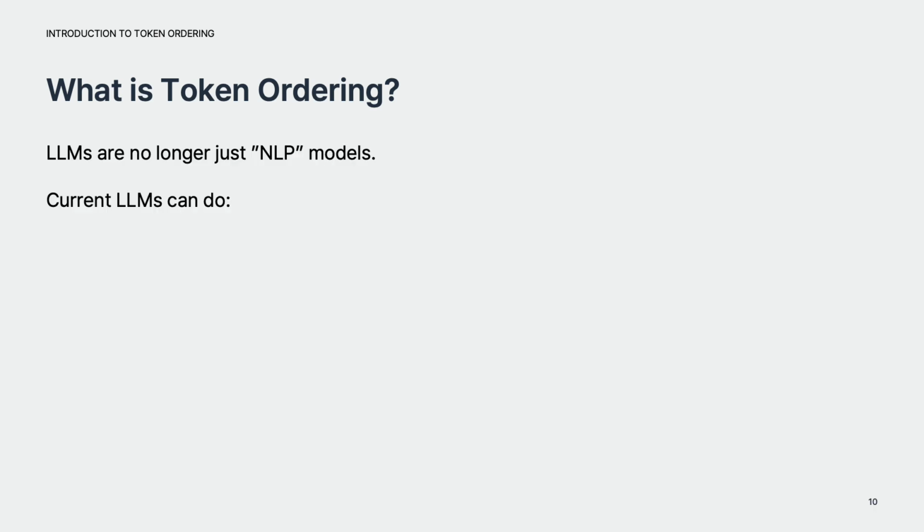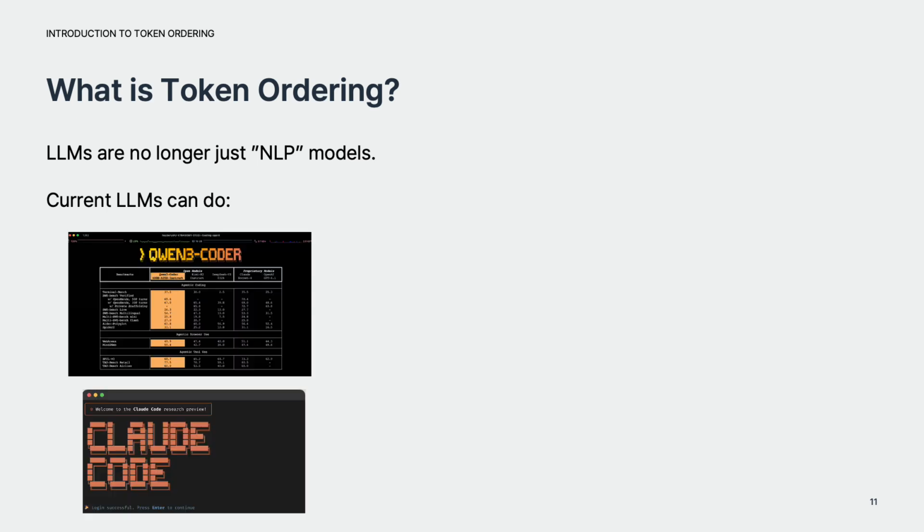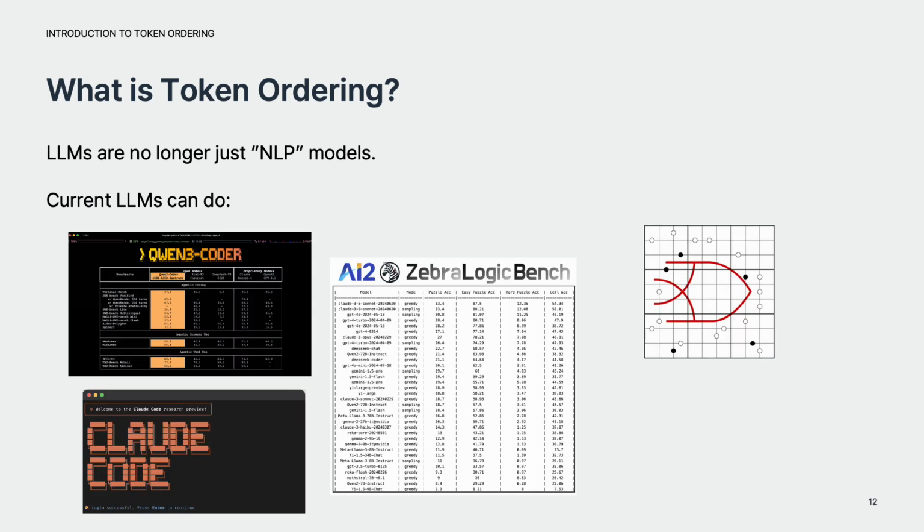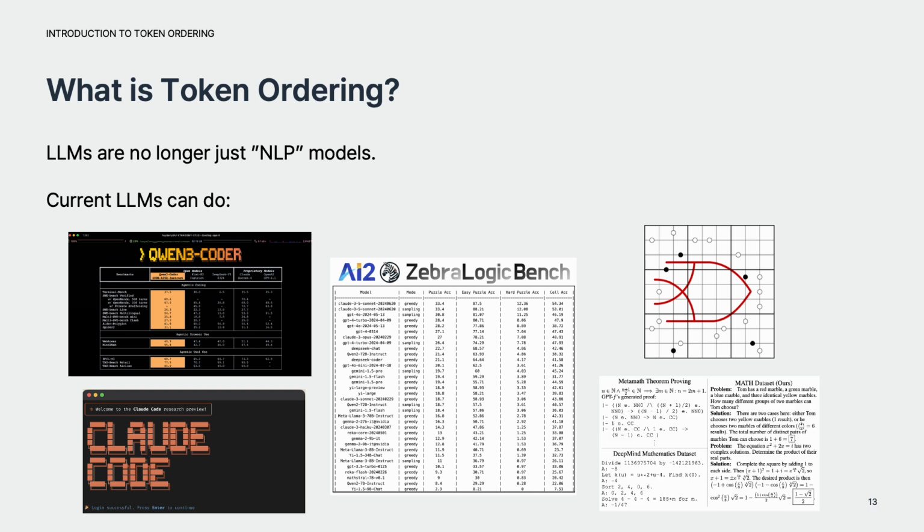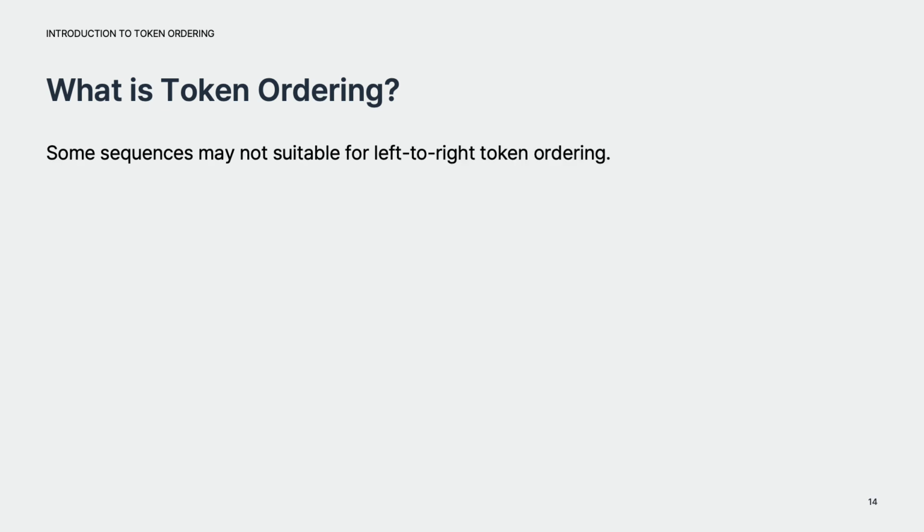But based on this, I think modern LLMs are no longer just models for NLP. For example, today's LLMs can perform tasks such as coding, solving complex or logical puzzles, or solving and proving mathematical problems. These are subtasks that go beyond just processing natural language. Based on this, when we want to generate a sequence, always generating it from left to right, that is, carrying out token ordering strictly left to right, may not always be optimal.